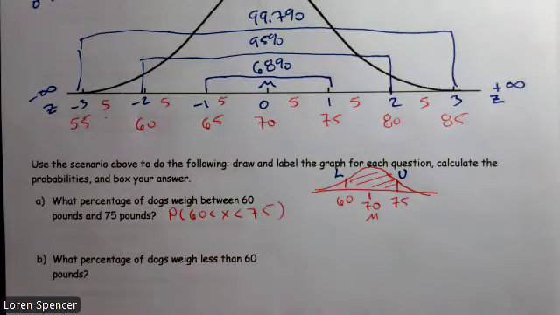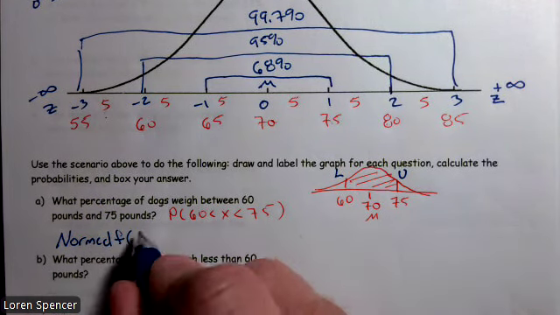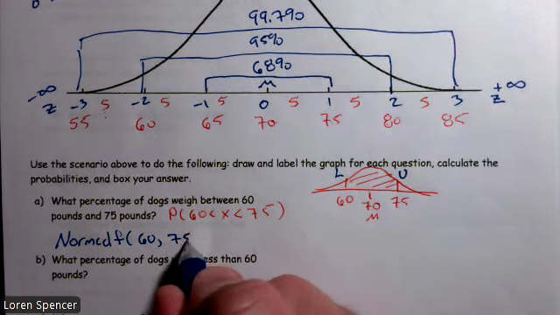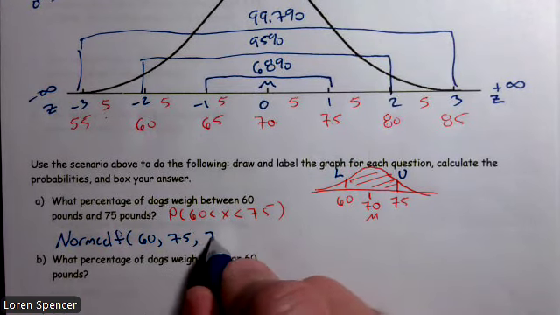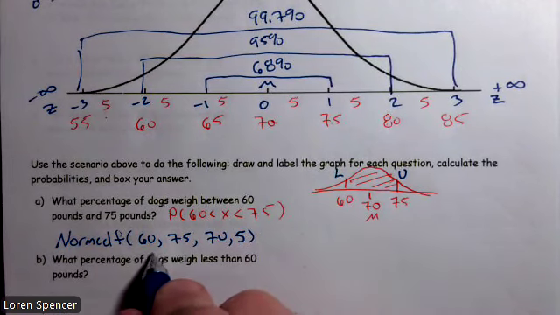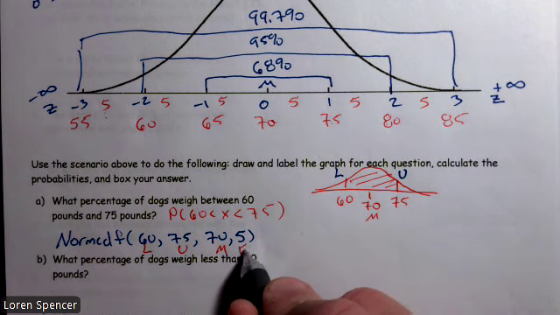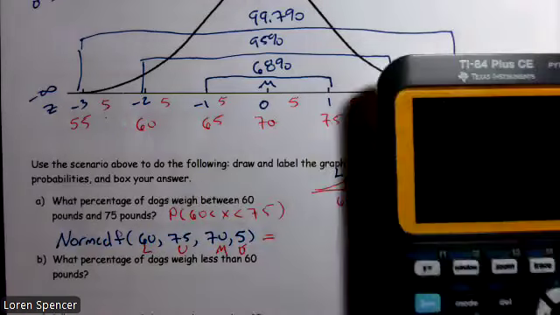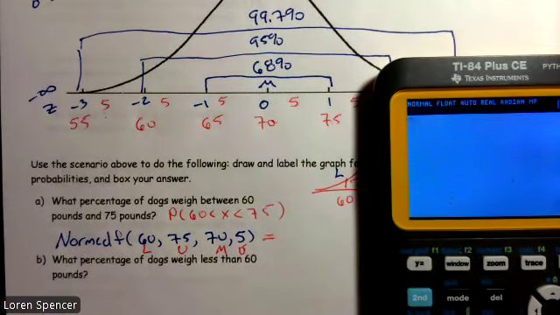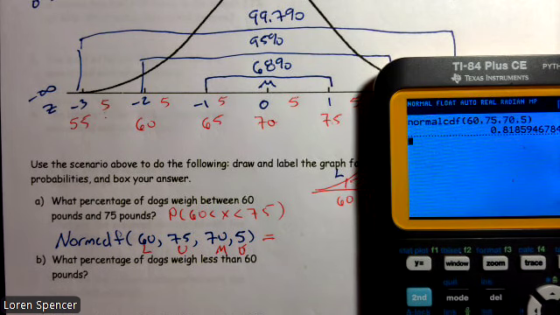So when I go about this, I'm going to have a norm CDF, lower bound of 60, upper bound of 75, mean of 70, and standard deviation of 5. So this is my lower, upper, mean, standard deviation. Second vars, normal CDF, lower bound 60, upper bound 75, mean of 70, standard deviation of 5. We end up getting 0.8185.